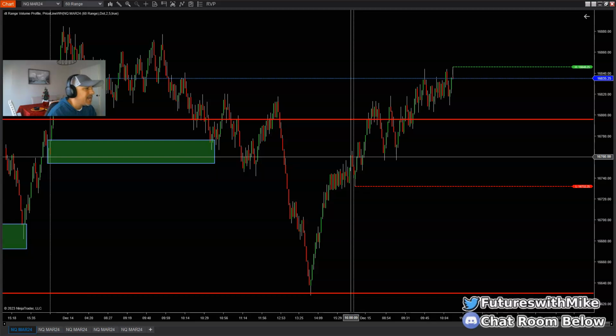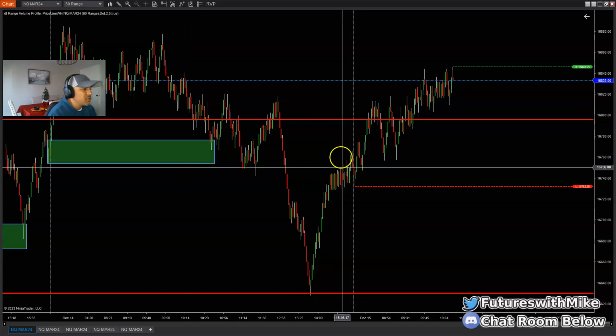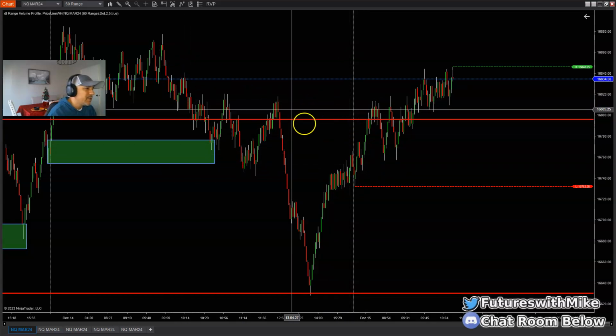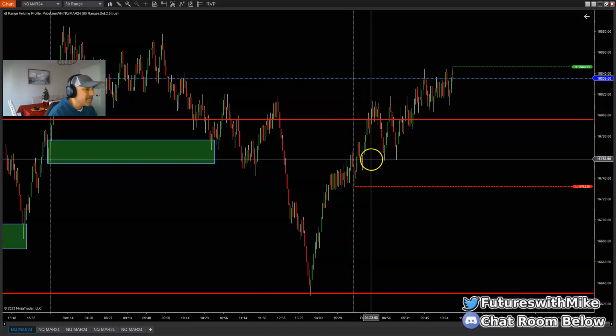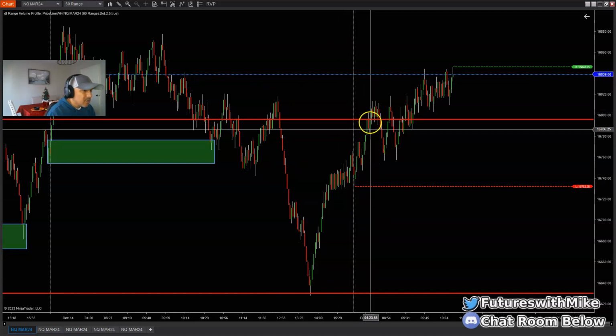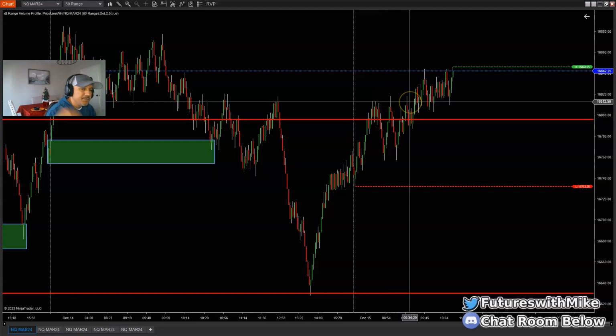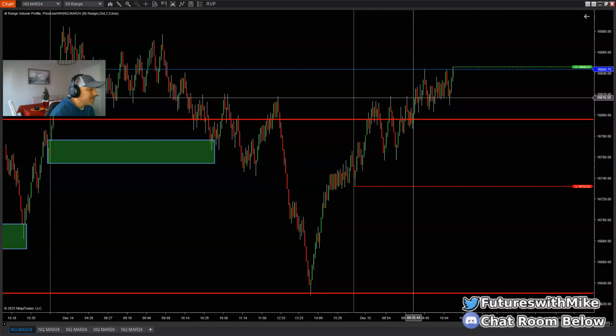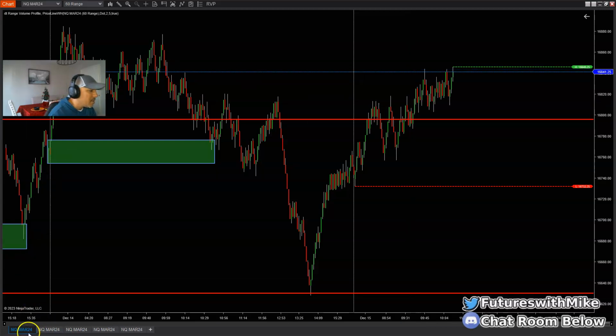If we tap into an area of supply, then I would be looking for possibly a short. But I'm also keeping in mind that because we're breaking minor areas of structure back to the upside, I could be looking for longs. So as long as we continue to make higher highs and higher lows and break structure to the upside, I can look for pullbacks to go long, is what I'm trying to say, okay? So that, in a nutshell, is what we look like here on the market on the ES.